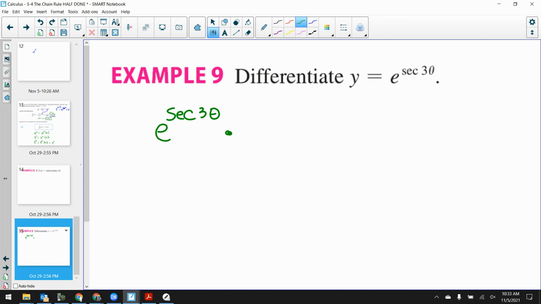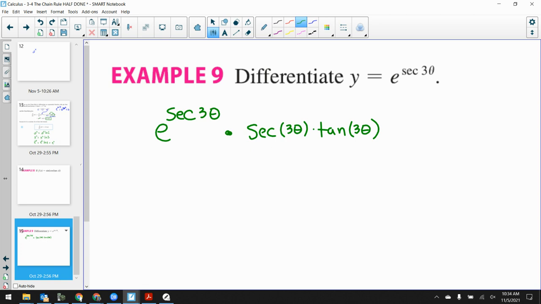When I go to find the derivative of secant 3 theta, first of all, what is the derivative of secant? Anybody remember? Secant x cotangent x. Close. Secant x tangent x. So the derivative of secant 3 theta is secant 3 theta times tangent 3 theta. Now, this is another chain rule because there's something inside the secant.